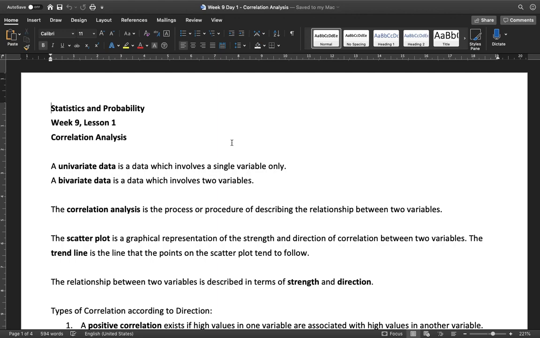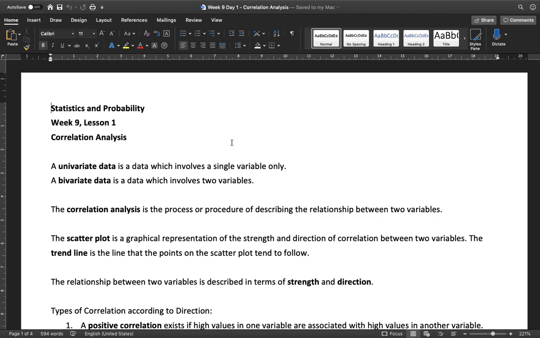Hey everyone, today we're going to discuss correlation analysis. Dun sa mga previous lesson natin, we've been comparing the sample mean and the population mean and the sample proportion and the population proportion. Now, in our lesson today, we're going to determine if there's a relationship between two given data. Okay, and we can do that by using a correlation analysis.